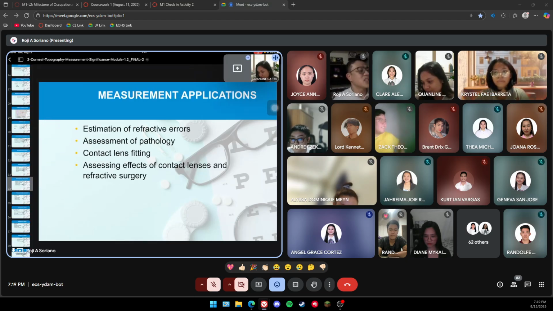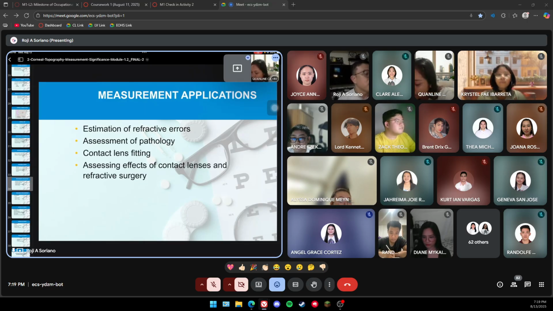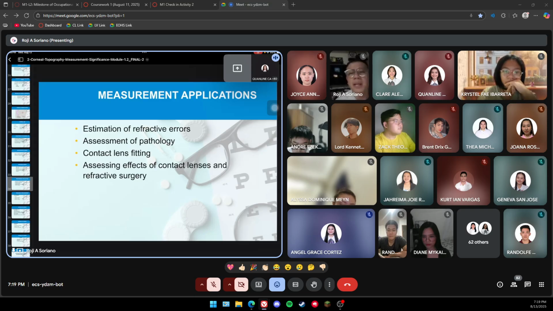Gotcha. Measurement applications: estimation of refractive error, assessment of pathology, contact lens fitting, assessing effects of contact lenses, and refractive surgery. So, meaning to say, this should have been your answer, Randall, when I asked you why you have to understand the cornea, the amount of flattening, the eccentricity value. Why do you need to understand that? Because I need to get the right measurement for contact lens fitting, correct? I need to have an estimation of the refractive error. Why? Can someone explain that to me?